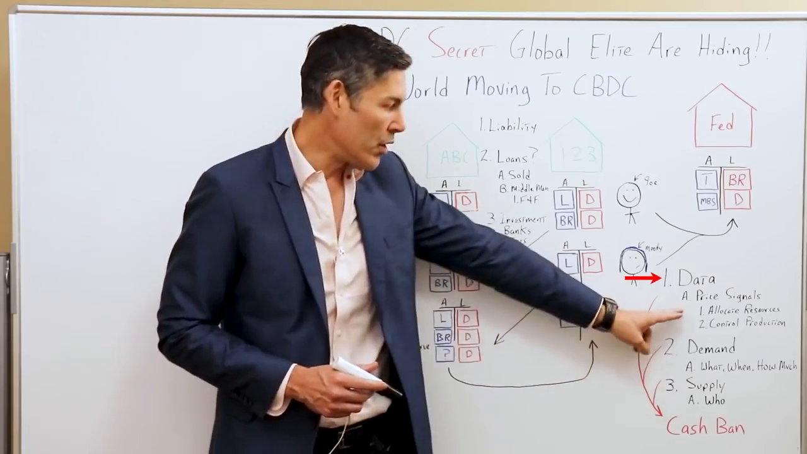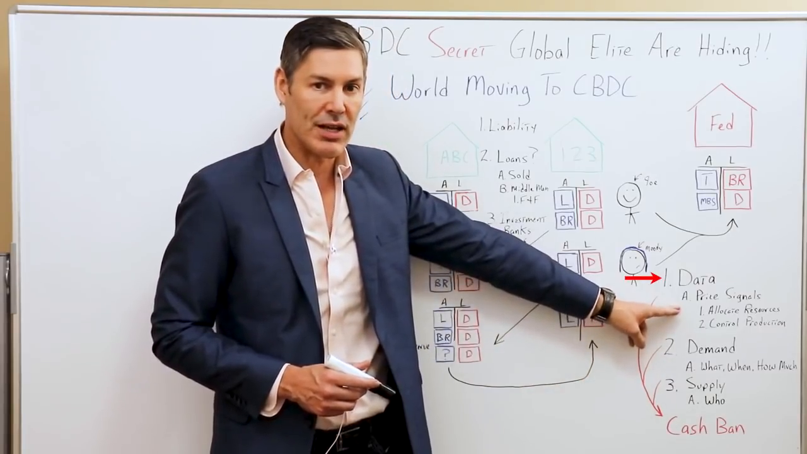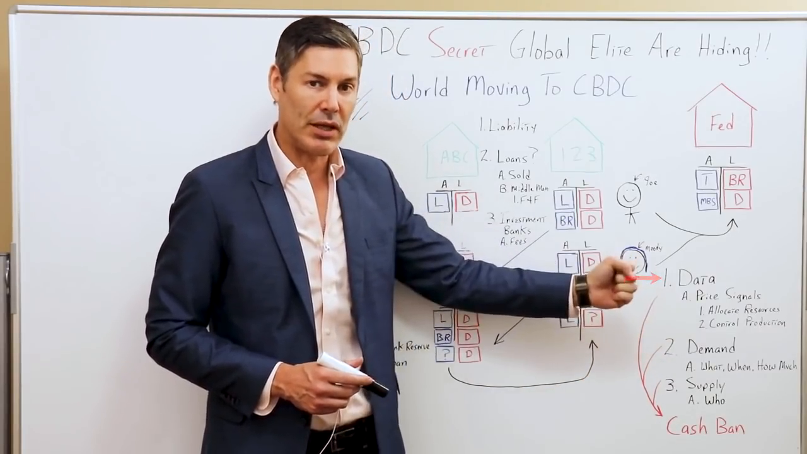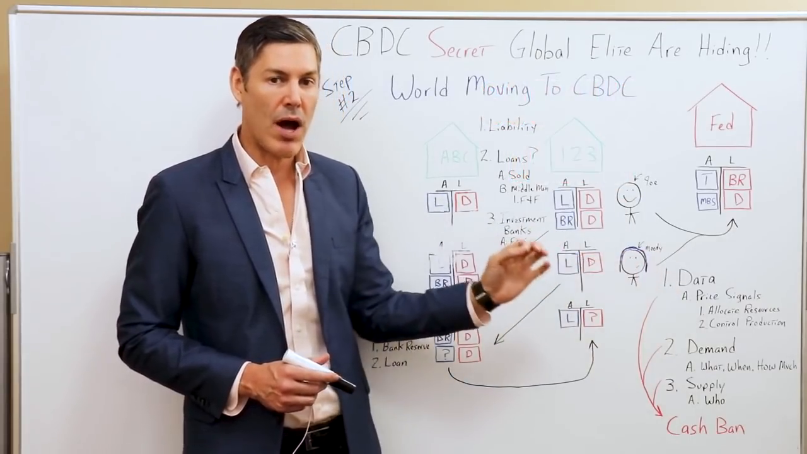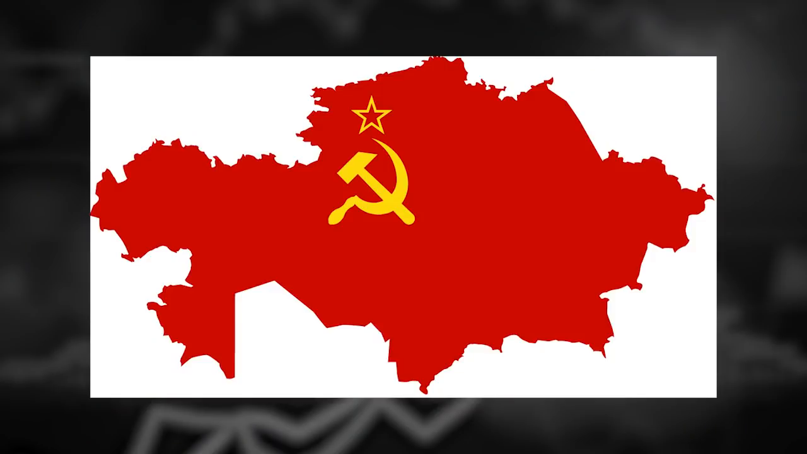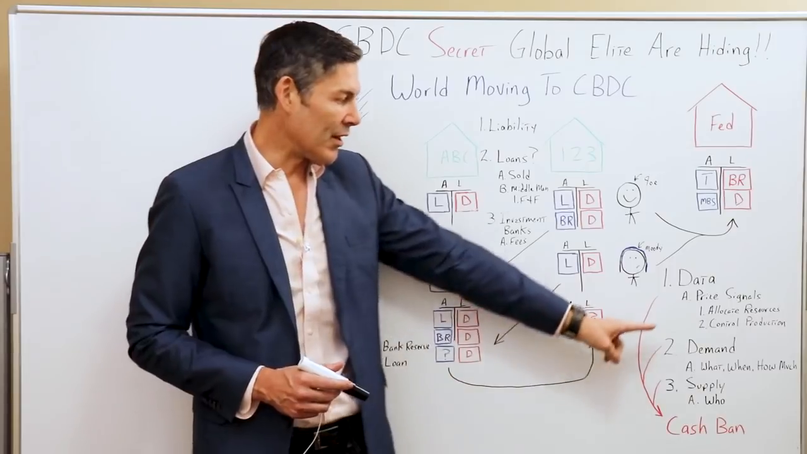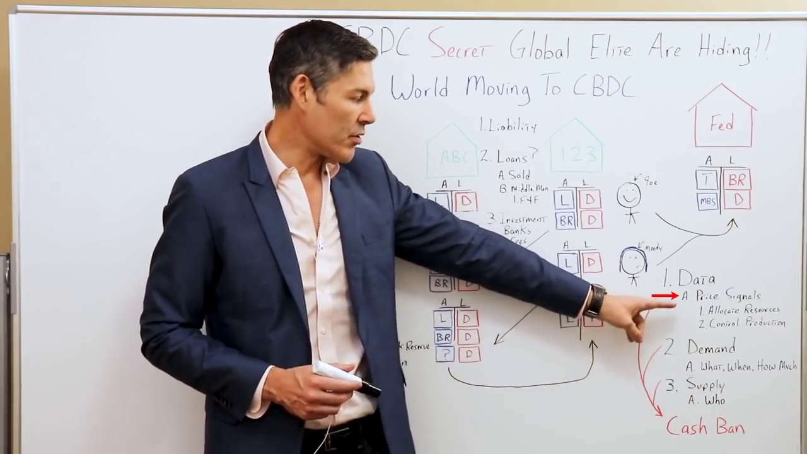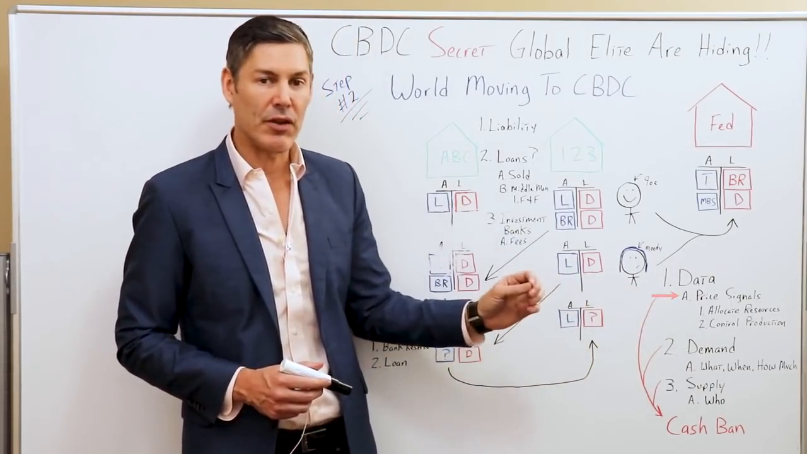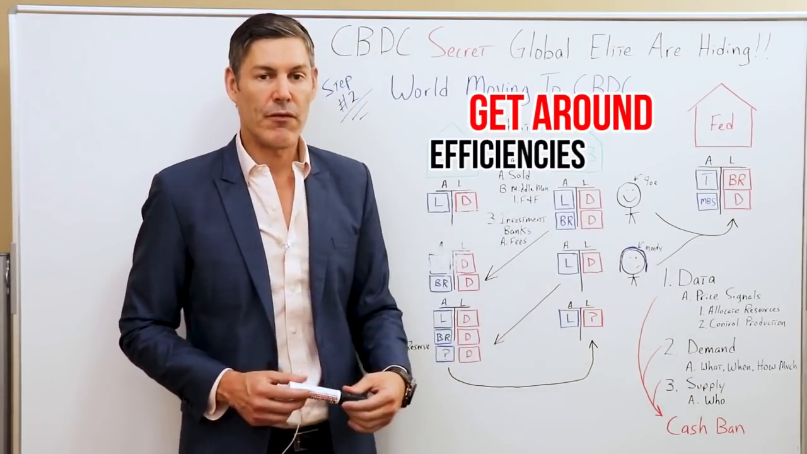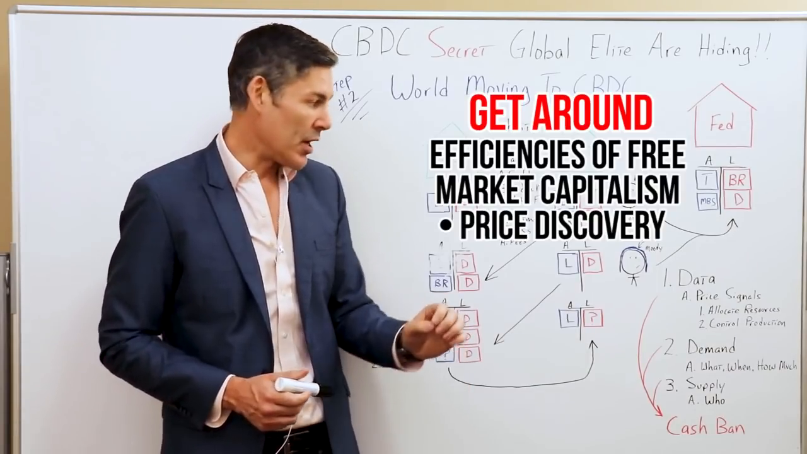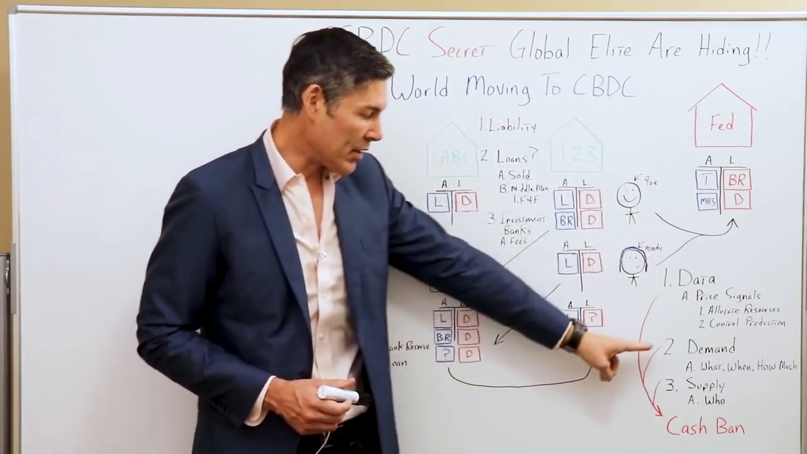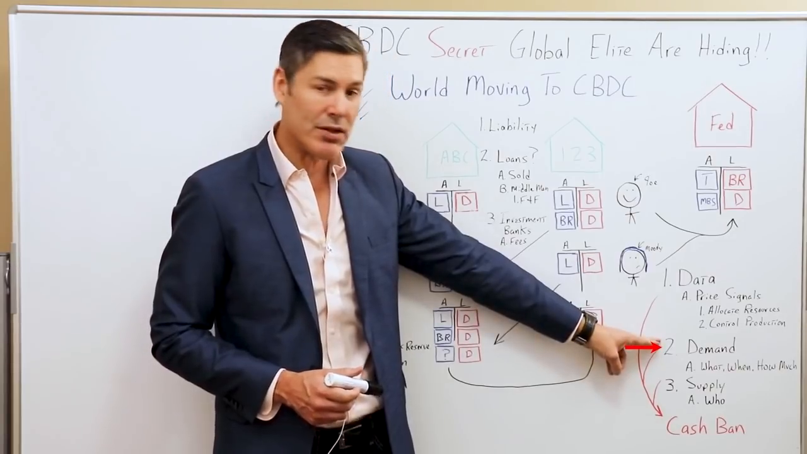And I think through the use of data and artificial intelligence is how they believe they can create a socialist utopia. Because what brought down Russia, among many other things, communist Russia, was the lack of price signals. So this is how I believe they'll try to get around the efficiencies of free market capitalism, price discovery, and price signals. But it also allows them to better control demand.